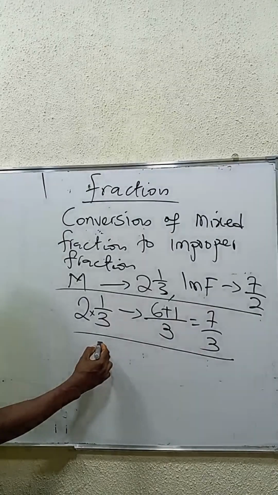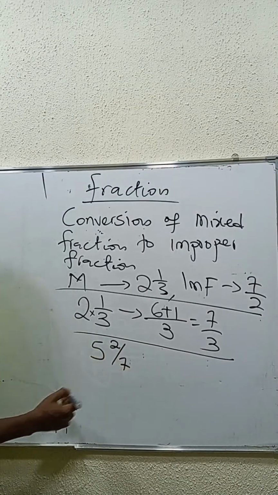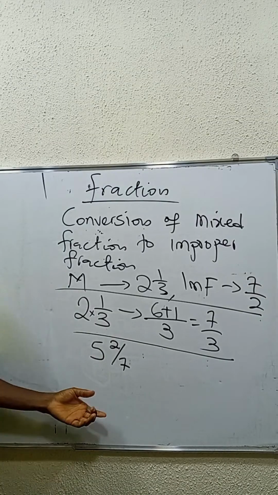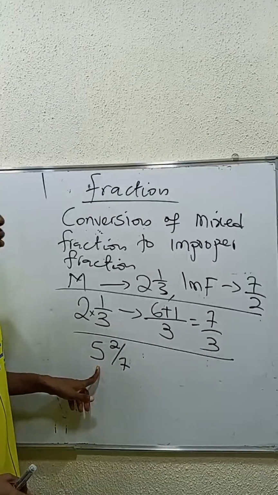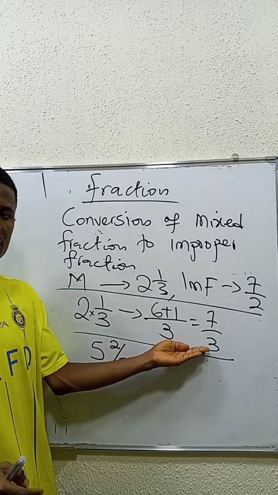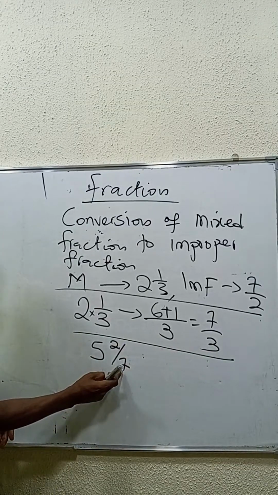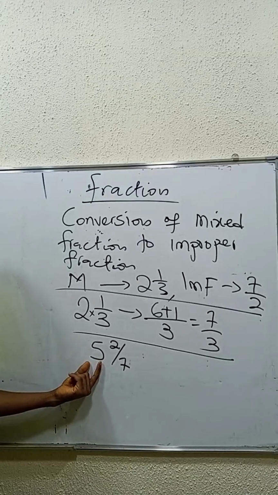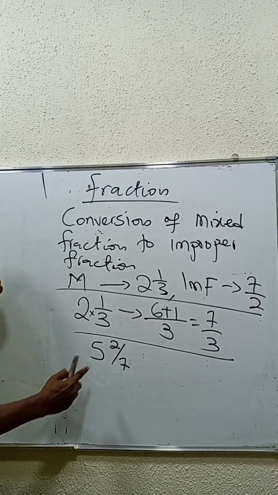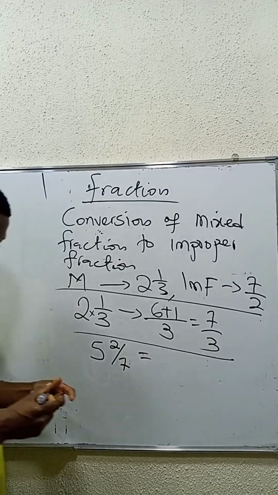Let's say we have 5 wholes 2 over 7. When you have 5 wholes 2 over 7 and you are trying to convert it to what we call an improper fraction, the method is still the same. Multiply the denominator, which is 7, by the whole, which is 5. Then add the numerator. So I want you guys to tell me, 7 times 5 is what?